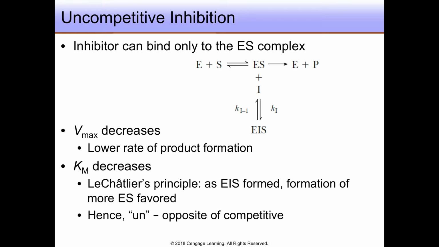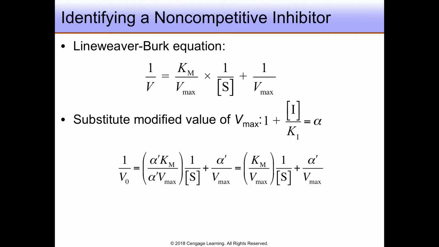How can this be? Let's take a moment to review Le Chatelier's principle, that if stress is applied to a system at equilibrium, it will shift in such a way as to relieve the stress. In this case, the amount of ES complex is being lowered due to conversion to the EIS complex. The system compensates by generating more ES. This means that formation of ES is favored and Km decreases. Don't forget though, this inhibitor still lowers Vmax and is therefore negatively affecting enzyme activity.